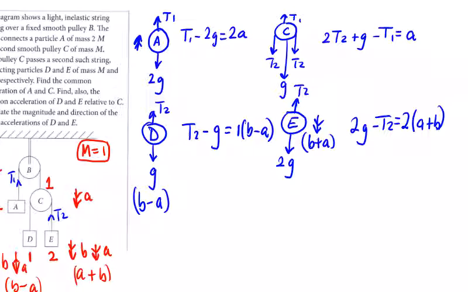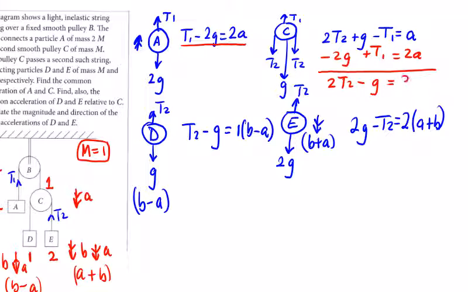So what can we do here? We can get rid of the T2s between the last two. We can get rid of T2s between the top two. So look, there's so many ways to do this. It's the order of so many things. Why don't we get rid of T1 in the top two? So if I write this equation over beside C, I get plus T1 minus 2g. Just double check, yep, equals 2a. So I'm going to get 2T2 minus g is equal to 3a.